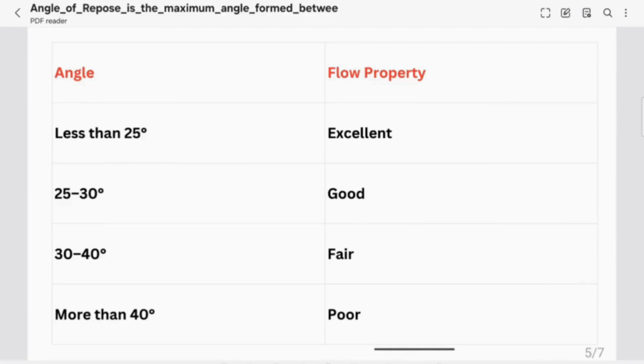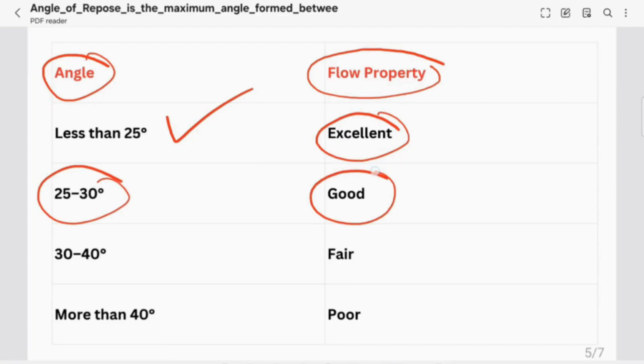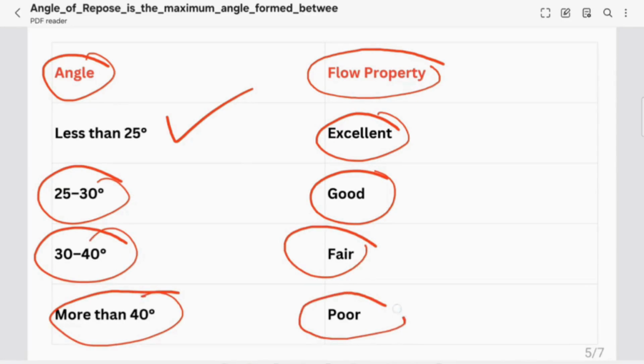In this table we can see some values which show the flow property of the powders. In the first column we can see the angle, and in the second column we can see the flow property. If the angle of repose is less than 25 degrees, it is excellent. If the angle of repose is 25 to 30 degrees, then it is good. If the angle of repose is 30 to 40 degrees, it is fair. If it is more than 40, then it has very poor flow property. We cannot manufacture good quality tablets or capsules.